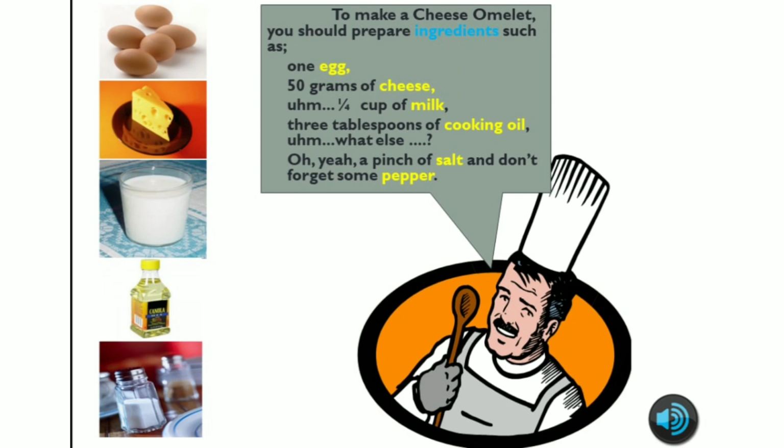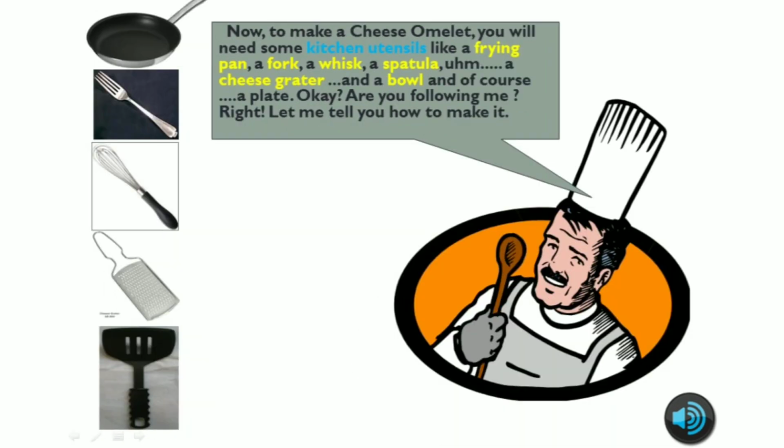To make a cheese omelet, you should prepare the ingredients such as 1 egg, 50 grams of cheese, a quarter cup of milk, 3 tablespoons of cooking oil, what else? Oh yeah, a pinch of salt, and don't forget some pepper. Now, to make a cheese omelet, you will need some kitchen utensils like a frying pan, a fork, a whisk, a spatula, a cheese grater, and a bowl, and of course, a plate. Okay, are you following me? Right, let me tell you how to make it.